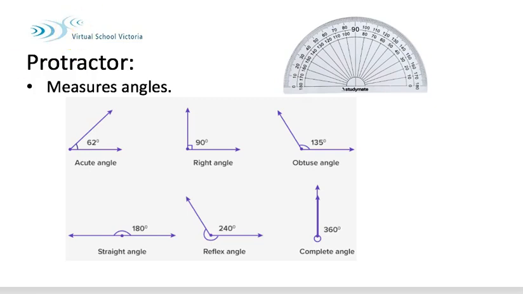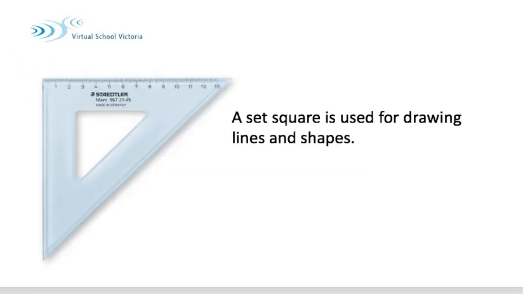And let's have a look at the next mathematical tool, a set square. Set squares are good for drawing parallel lines, for drawing angles and creating shapes.